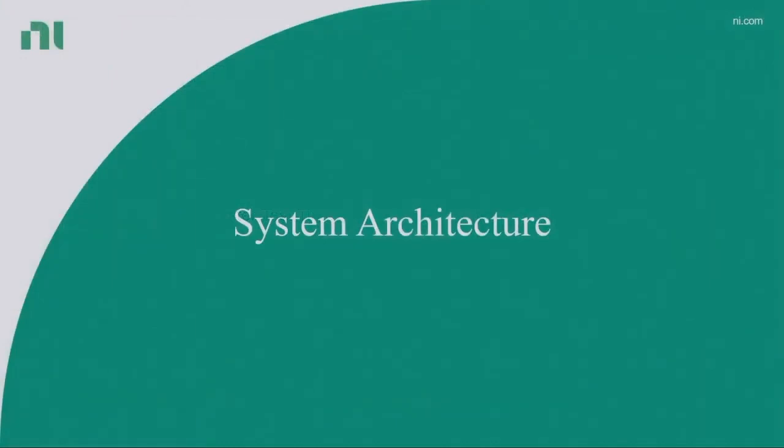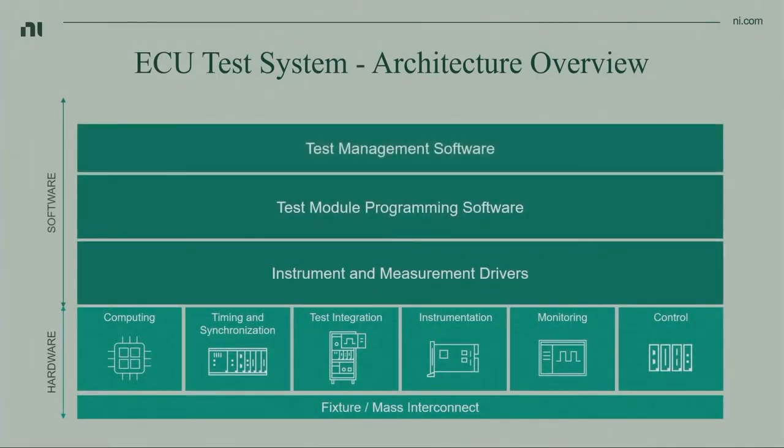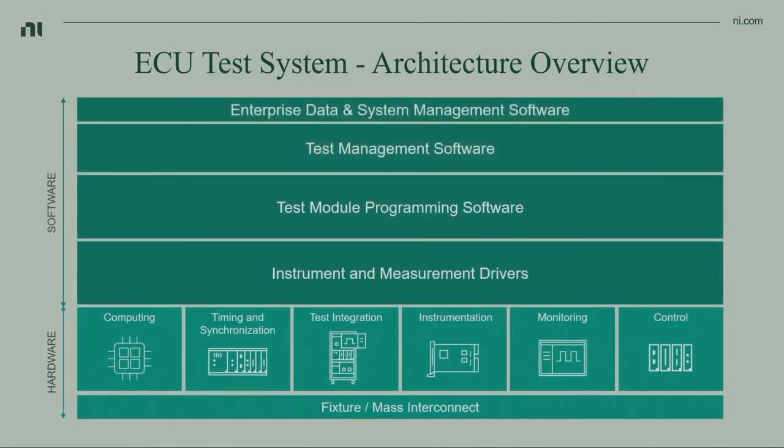On the second section, let's look at the system architecture. This slide shows the architecture overview of ECU TS. On the software portion, we have enterprise data and system management software, test management software, test module, programming software, instrumentation driver. On the hardware portion, we have computing, time and synchronization, test integration, instrumentation, monitoring, control. And on the last portion, we have fixture and mass interconnect.